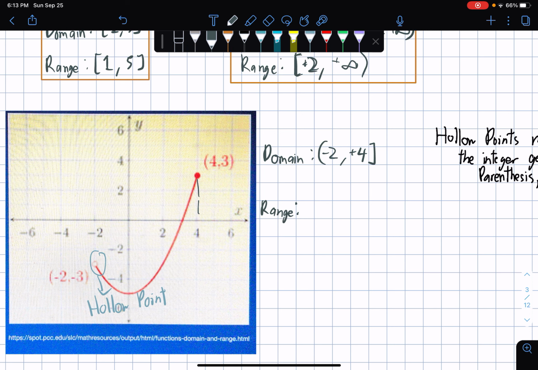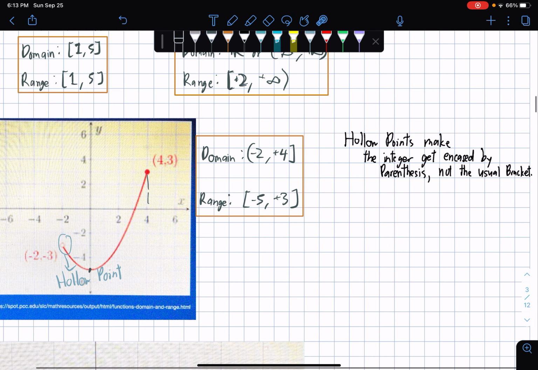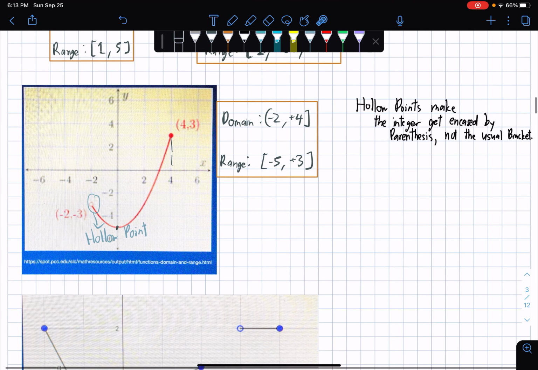For the range, all the way to the bottom, this is, I suppose, negative 5. And the very top, the very north, is positive 3. So I suppose that does the job. These are the final answers. So let's read on this particular detail. Hollow points make the integer get encased by parentheses, not the usual bracket. So that's basically what I said earlier.